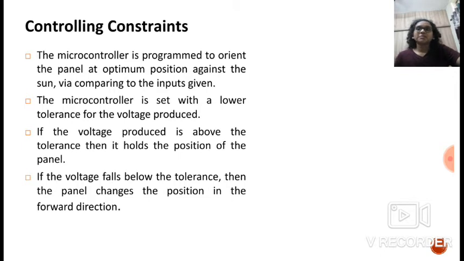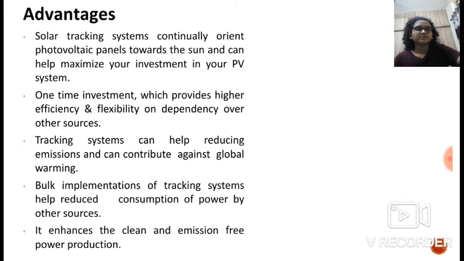So these are some of the advantages of this automatic sun tracking system. The solar tracking system continually orients photovoltaic panels towards the sun and can help maximize your investment in your photovoltaic system. The second advantage is that it is a one-time investment which provides higher efficiency and also flexibility in dependence on other sources. The tracking systems can help reduce emissions and also contribute against global warming.